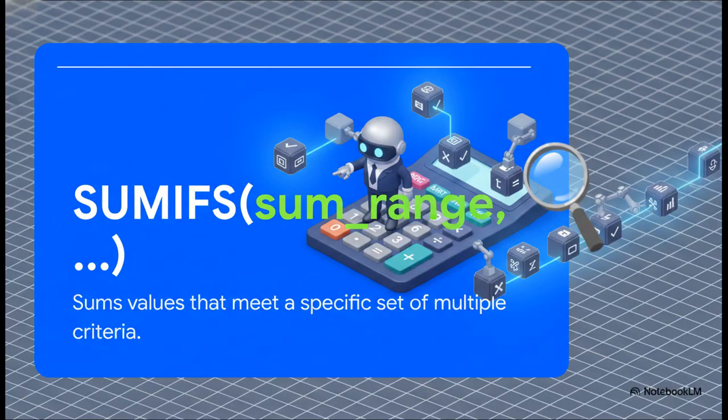So to make that official, the syntax always starts with the sum range. That's the numbers you want to potentially add. After that, it's just a series of pairs. You give it a range to check, and then the criteria for that range. You can stack as many of these pairs as you need. But here's the key takeaway. For a number to be included in that final sum, every single condition has to be met. So if you're summing sales for the North region and electronics, a sale from the South region doesn't count. A North region sale of clothing doesn't count either. Only the entries that tick all the boxes make the cut.